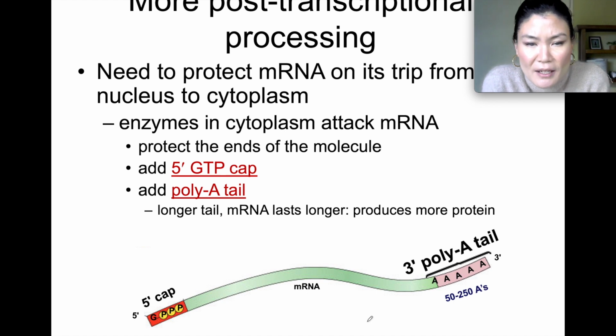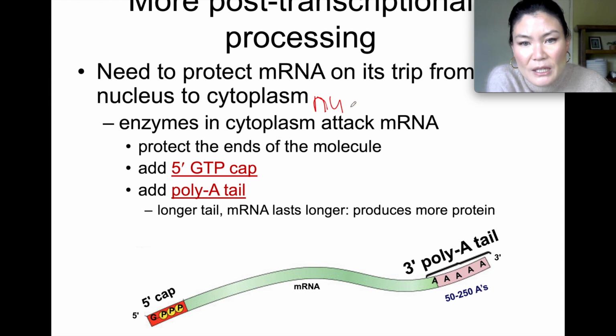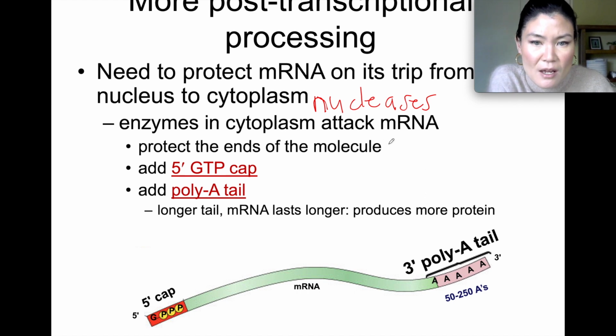So after the mRNA is spliced, then there's something else that occurs. Right before the mRNA is going to be moved to the cytoplasm, the mRNA needs to be protected, because in the cytoplasm, there are a lot of enzymes called nucleases, and these nucleases are going, let me just write it down, nucleases. And these nucleases are in the cytoplasm, and they basically digest, break down RNA, or nucleic acids, I should say. Okay? So your cells want to protect that mRNA because the mRNA needs to get to the ribosome so that the protein can be made.